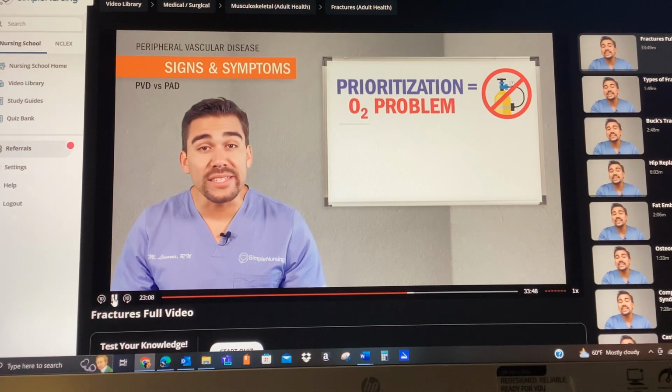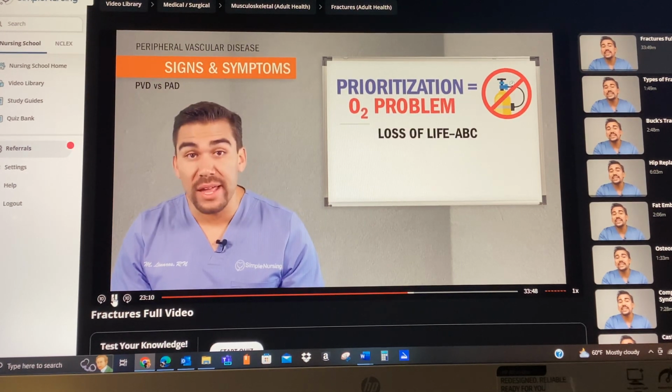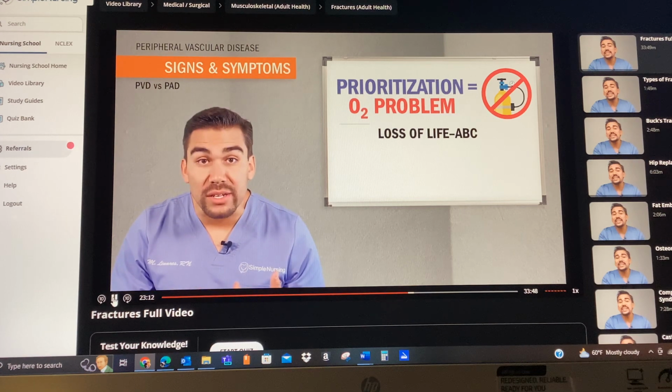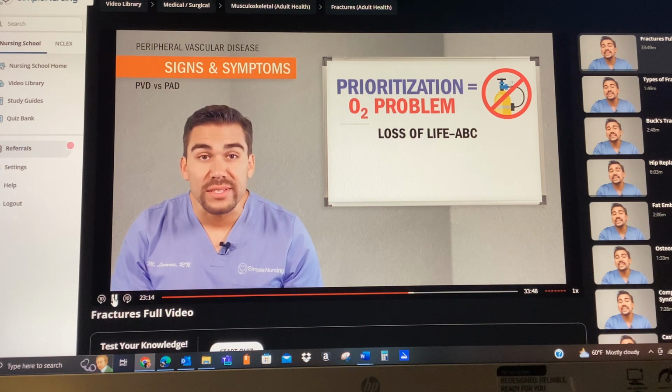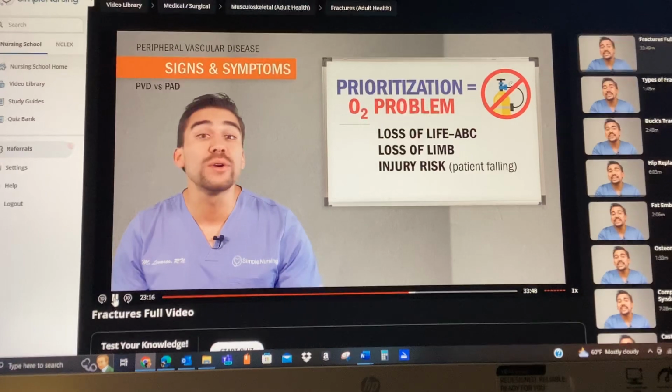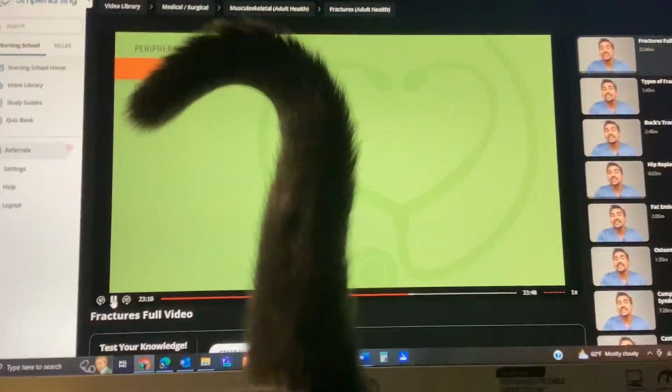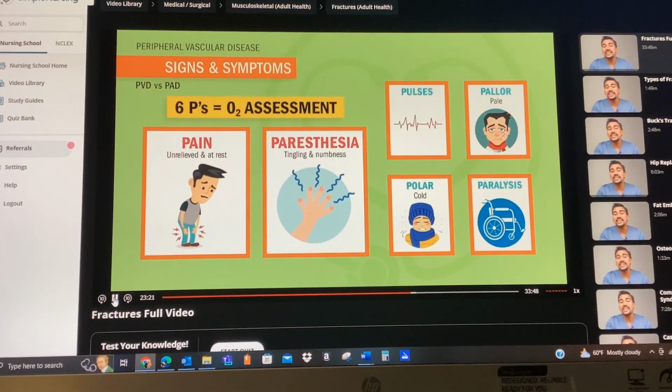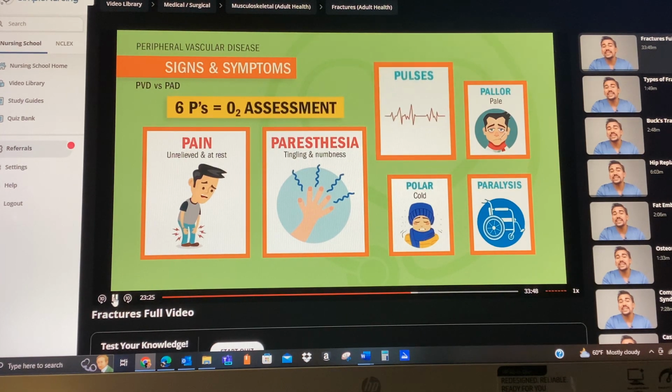Guys, that's why the ABCs are always to prevent the loss of life. Airway, breathing, circulation. They always should be assessed first. Then loss of limb, then it goes into risk factors and other stuff. Now the other 4 P's, we sort of expect to be there, so we don't really focus on them in terms of priority for tests. So we already know pulses are going to be diminished or weak, especially in PAD.